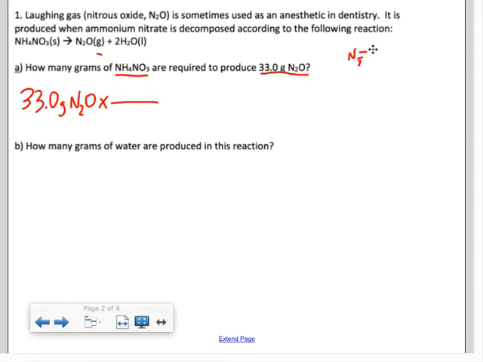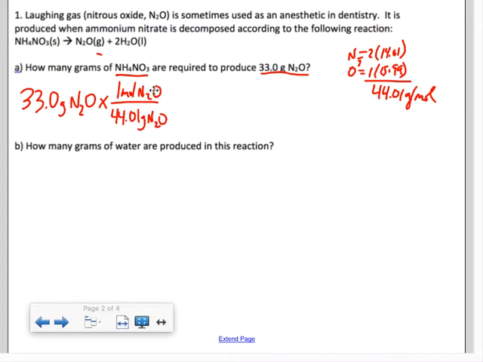Okay, N, I have 2 at 14.01. O, I have 1 at 15.99. And I add them up together and I get around 44.01 grams per mole for my molar mass or formula unit. So I'm in grams, grams goes on the bottom. So it's going to be 44.01 grams of N2O to 1 mole of N2O. So if I measure out 44.01 grams of N2O, that means I have a mole of N2O. Okay, so now I'm in moles.